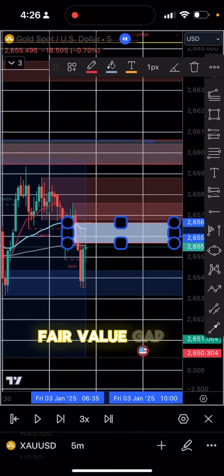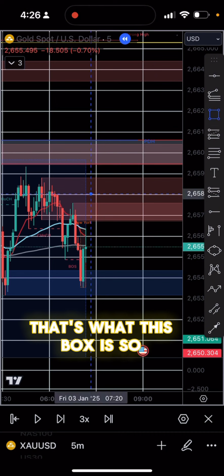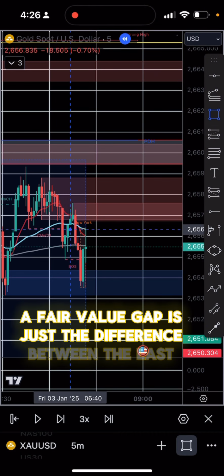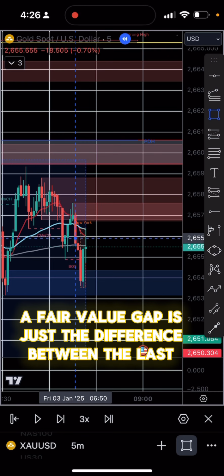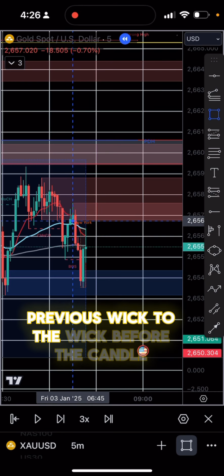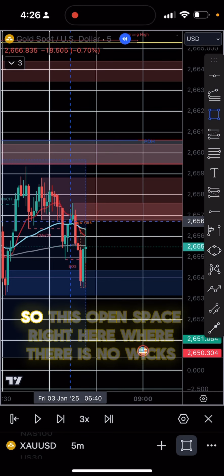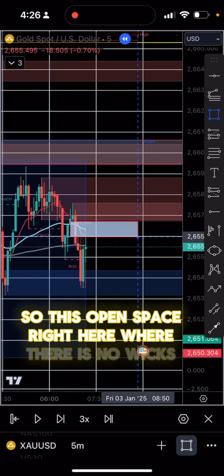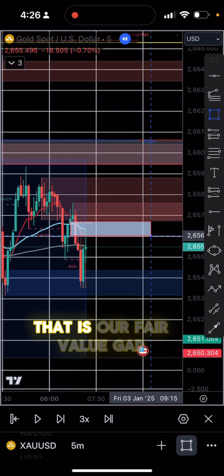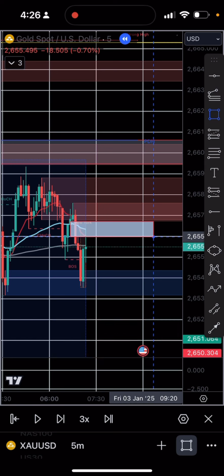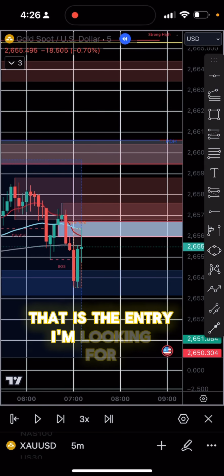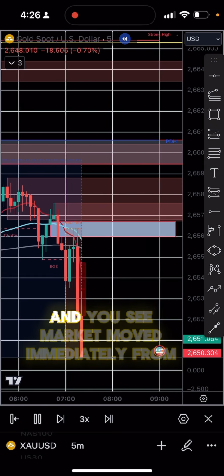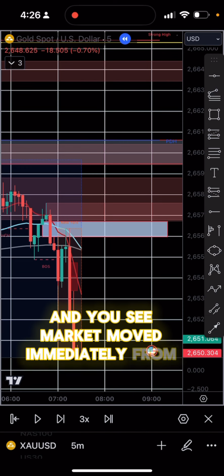And then what I have marked out already is what we call a fair value gap. That's what this box is. So a fair value gap is just the difference between the last previous wick to the wick before the candle. So this open space right here where there's no wicks coming in, that is our fair value gap. That is the entry I'm looking for. And you see market moved immediately from that entry.